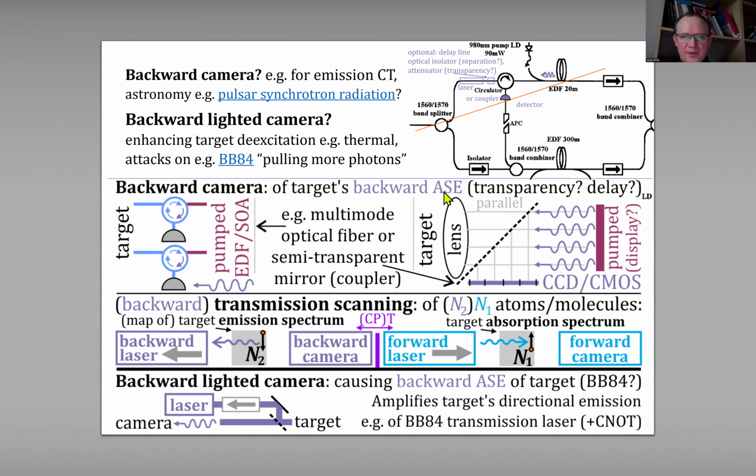So here is some approach. If this works, maybe you can just pump some surface like a display screen, and now we put this semi-transparent mirror, and here is the main matrix, a CCD or CMOS matrix. So hopefully this should work for practical scanners as this camera.